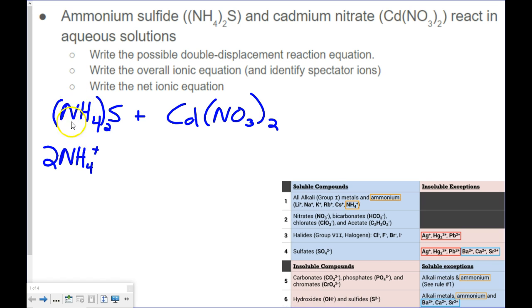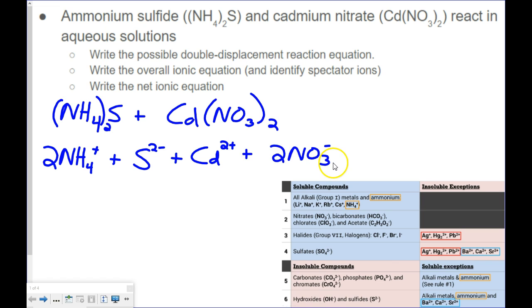their ions. So I'm going to take my ammonium sulfide and break that up into two ammonium cations, plus my sulfur anion right there with a -2 charge, plus my cadmium cation, plus two nitrates with a -1 charge each. Now, this is going to be a double displacement, so that means that essentially the sulfur and the cadmium are going to be reacting with each other, as well as the ammonium and the nitrate.